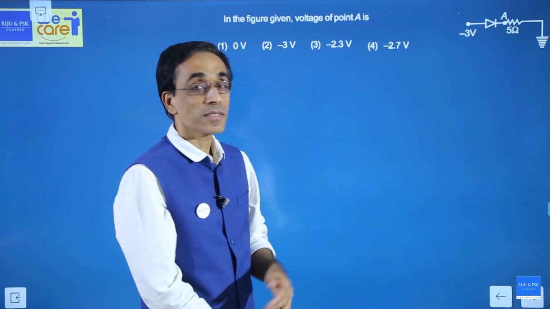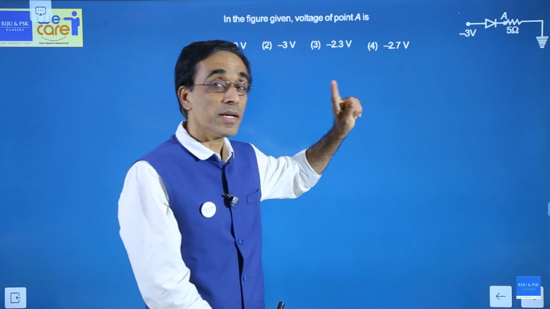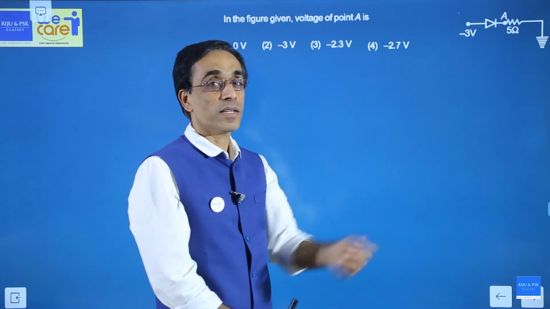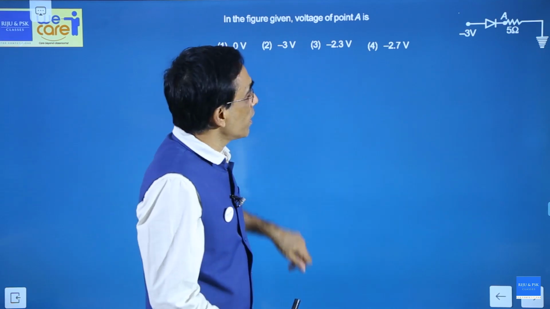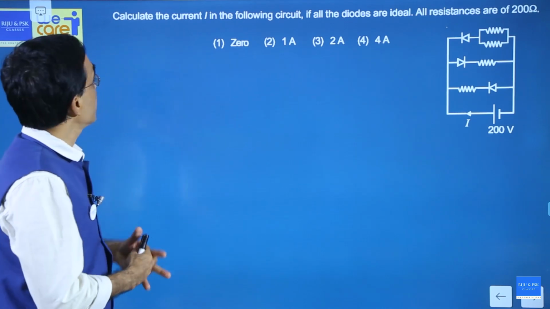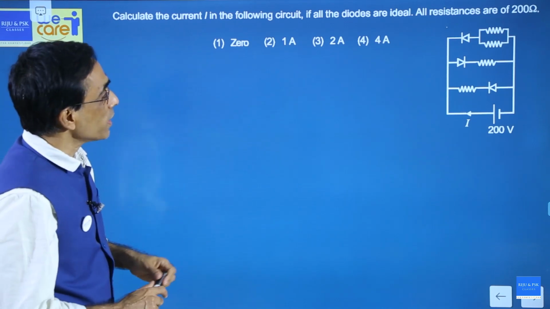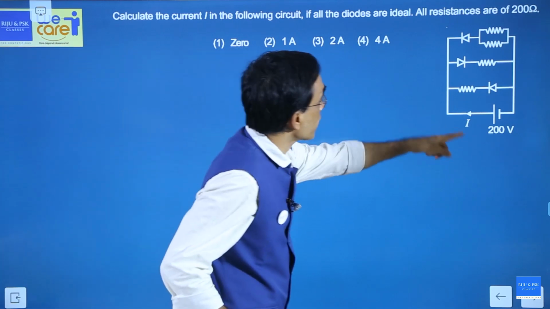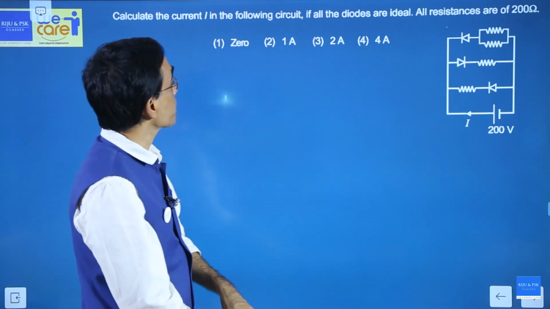Now tell me, can you explain this? If you can explain it here, you can apply it somewhere else. Okay, let's go to the next one. Same idea, same strategy. Calculate the current I, marked here, the current coming from the cell.